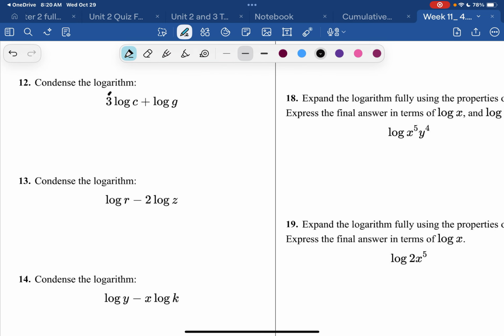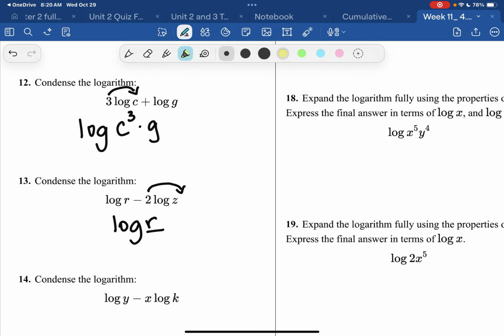Remember that your number in the front becomes an exponent, plus goes with multiply. So this would be log base. No, if there's no base, don't put a base. So it'd just be log C to the 3rd times G. And then the number in the front becomes an exponent. It'd be log R over, because the minus goes with divide, the plus goes with times, the number in front becomes the exponent. So this one would be z to the 2nd, because that number in front became the exponent.